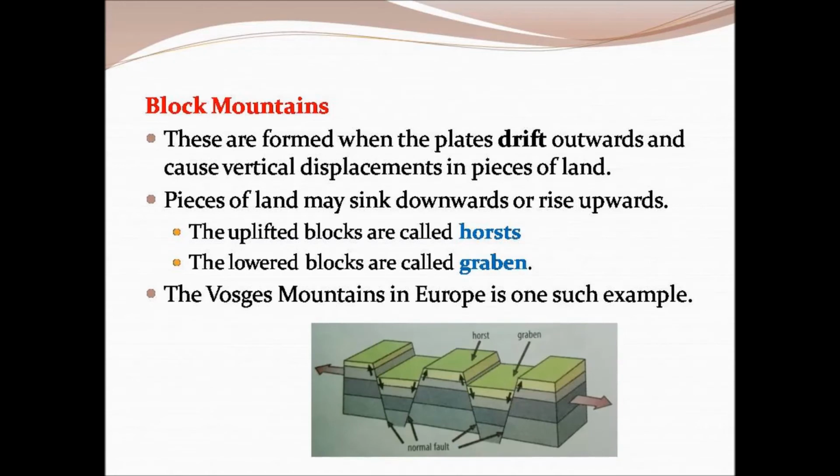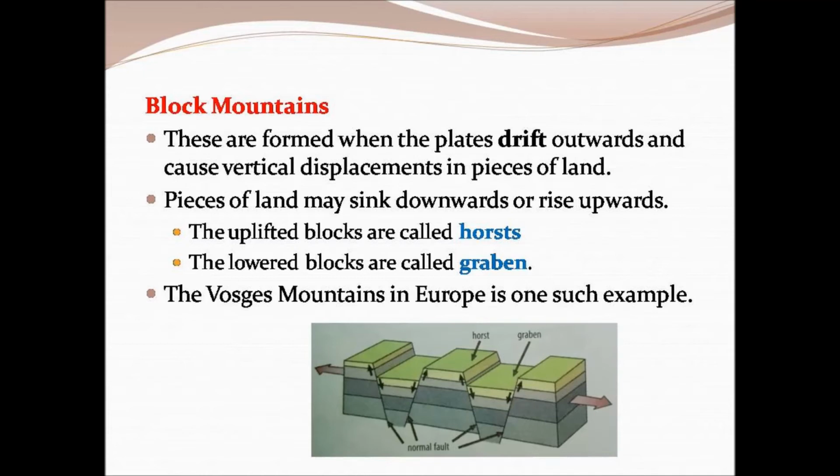Block mountains. These are formed when the plates drift. Drift means a continuous slow movement from one place to another. So these block mountains are formed when the plates move outwards and cause vertical movement in pieces of land. The pieces of land may either move downwards or rise upwards.